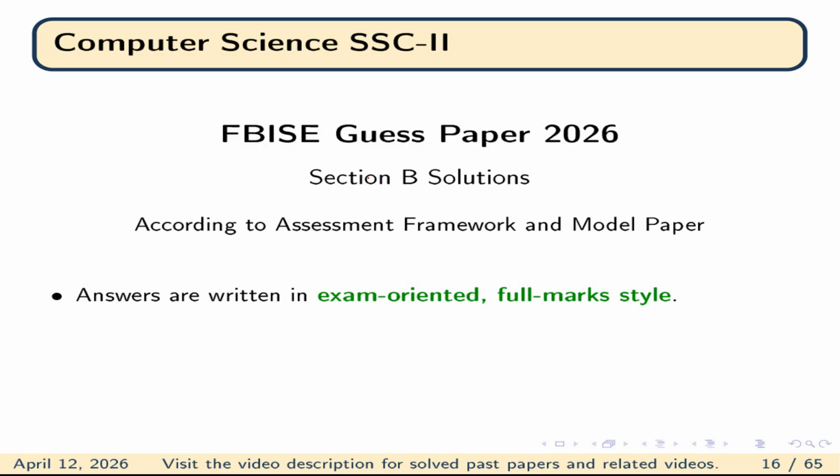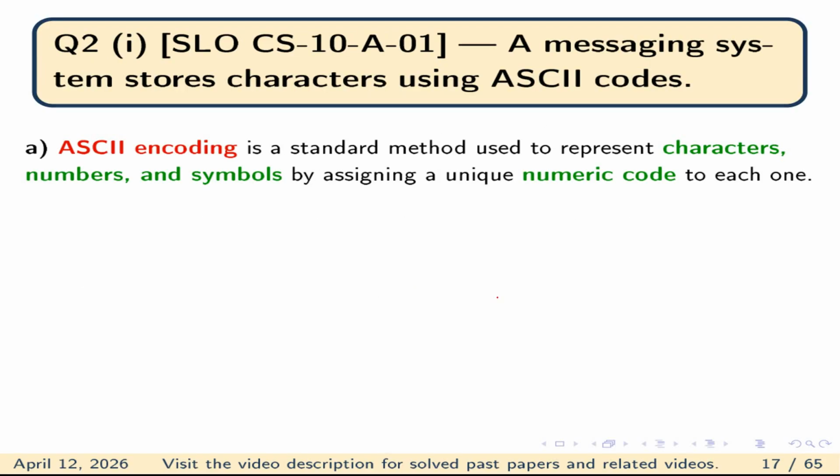The key to scoring full marks in section B is to write short, clear answers with the correct keywords and concepts from the textbook. So let's start section B. Question number 2, part 1. A messaging system stores characters using ASCII code.